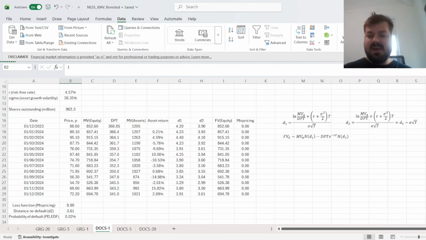It does build quite robustly on many venues of finance theory, in particular the option valuation framework, the Merton model, and the logic of the accounting identity, with assets equals liabilities plus equity, and it allows us to very flexibly estimate probability of default from very basic fundamentals and stock market data alone.